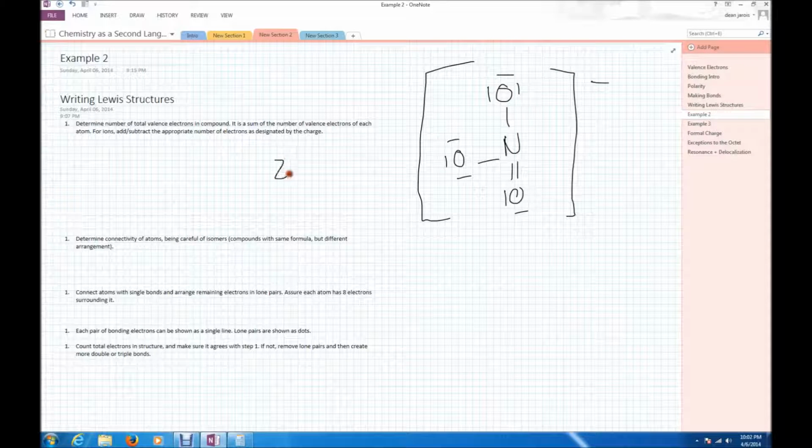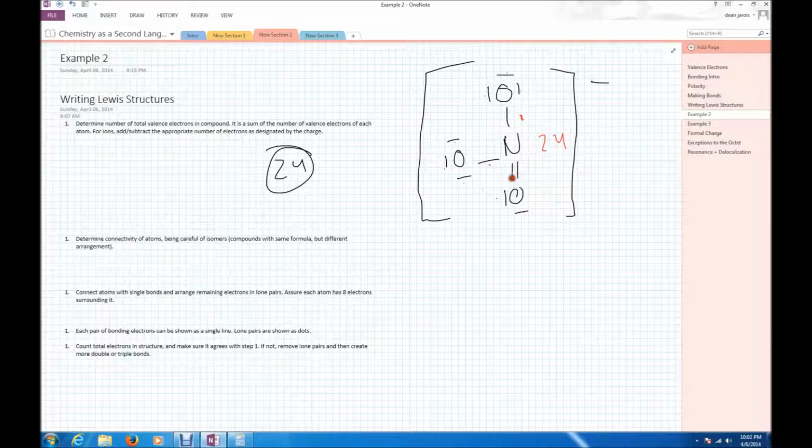So I think that was supposed to have 24 electrons, right? So let's count them. 1, 2, 4, 6, 8, 10, 12, 14, 16, 18, 20, 22, 24. So that's 24, but let's make sure the formal charges agree.